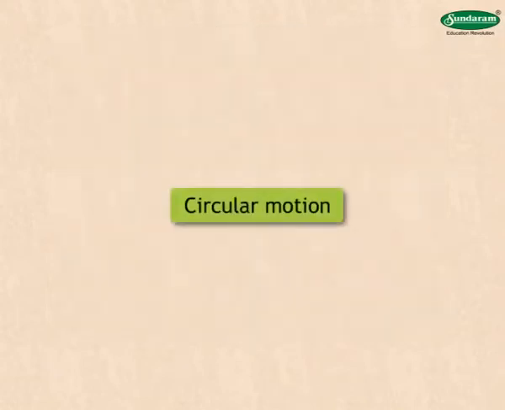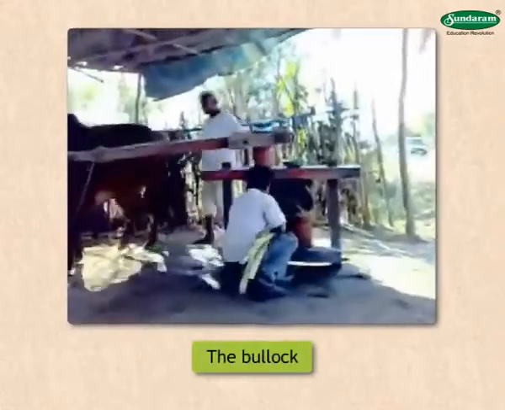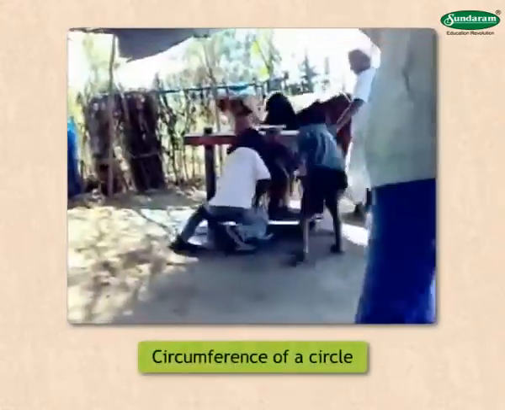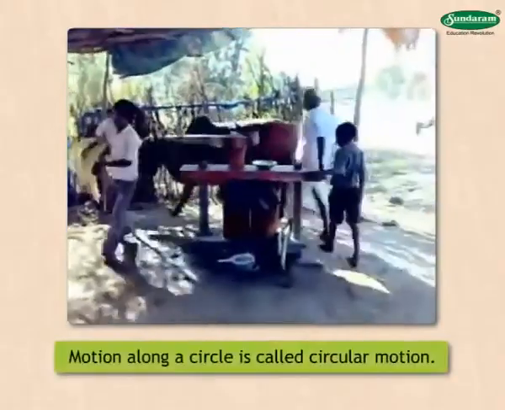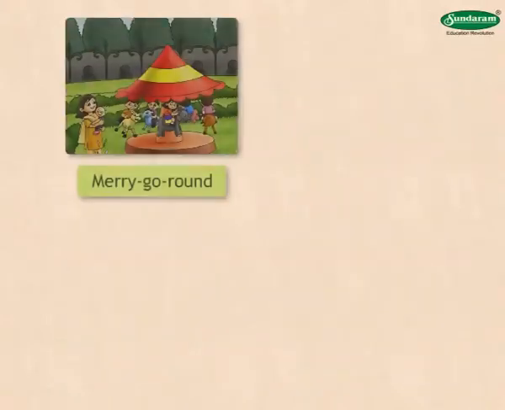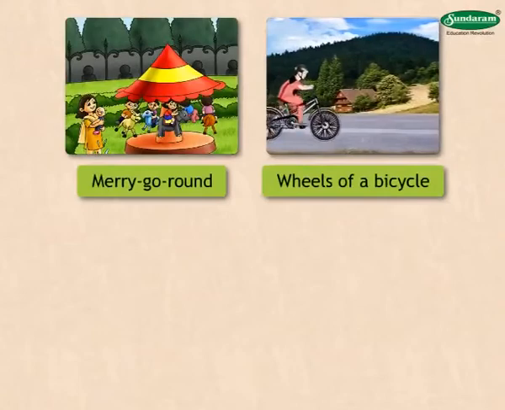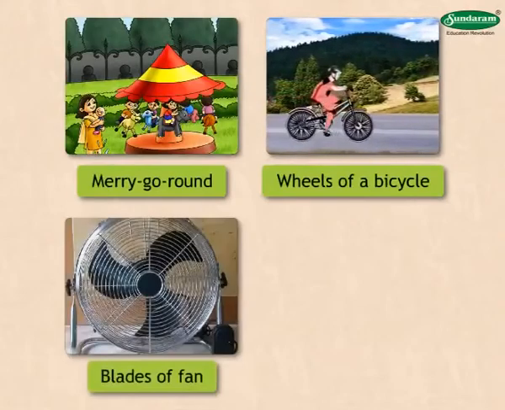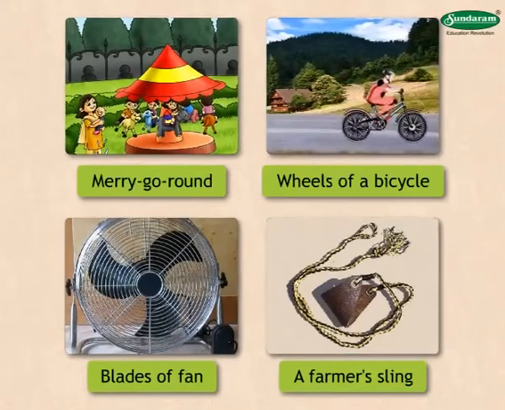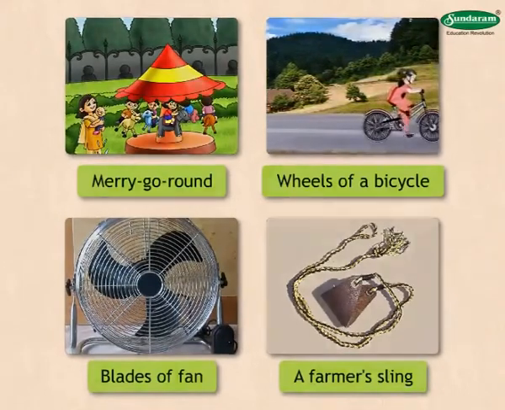Circular motion. The bullock working a sugarcane press moves along the circumference of a circle, at the center of which is the press. Such motion along a circle is called circular motion. The turning of the merry-go-round, the wheels of a bicycle or car, the blades of an electric fan, a farmer's sling are all instances of circular motion.